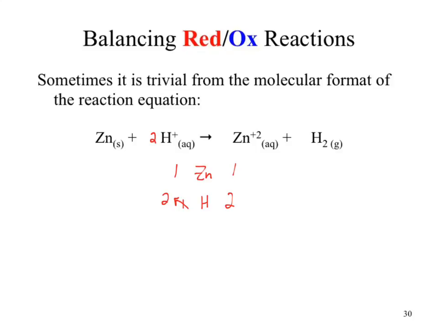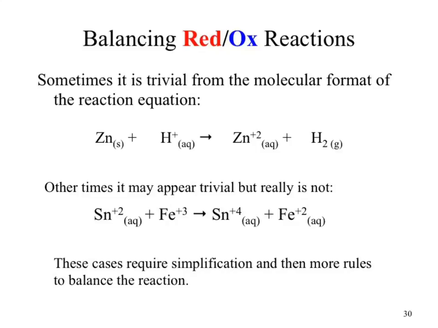And as far as balancing goes, that's no big difference from what we've seen before. But other times, it may not be as trivial. If we take a look at this reaction and try to balance it, how many tins do we have on the reactant side? Tins on the product, iron on the reactant, iron on the product. So we look at that and say, according to all our rules, that's balanced. Turns out it's not balanced.